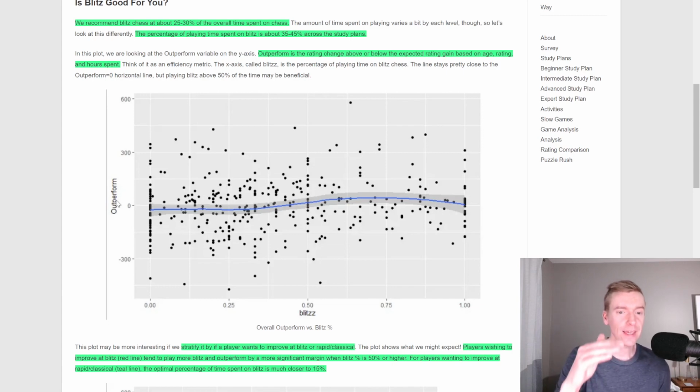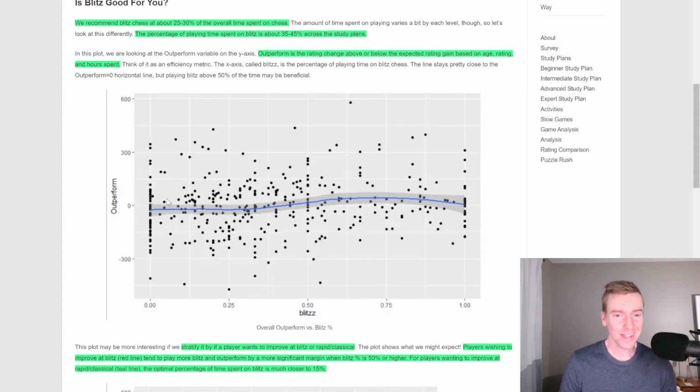So what this is saying is, to be efficient, you want that blue line to go higher, right? So this is a measure of efficiency. You're outperforming what we would expect based on age, rating, and time spent. The x-axis here, it says Blitz Z. This is percentage of overall chess time spent on Blitz.